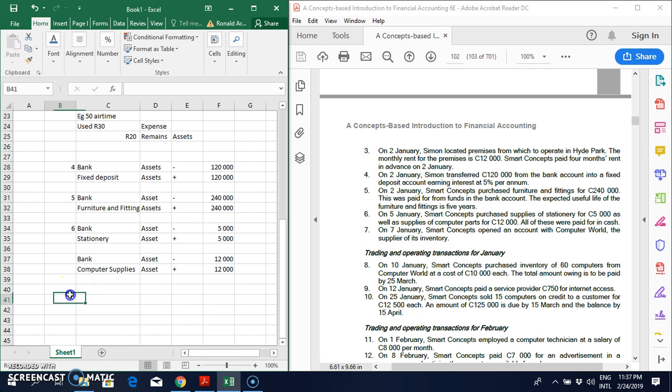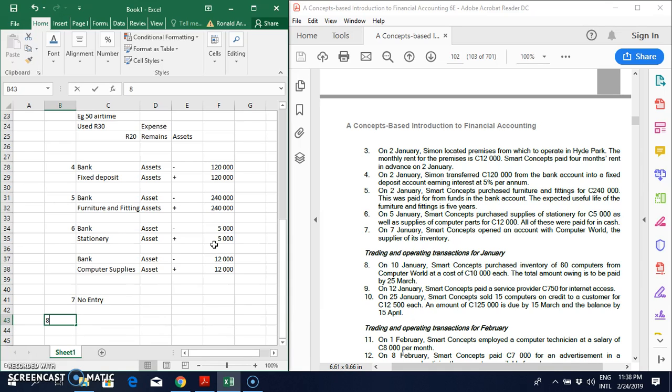We look at transaction number 7. Transaction number 7 says that on the 7th of January, Smart Concepts opens an account at Computer World, the supplier of its inventory. So we just opened an account, we didn't pay for anything, we didn't purchase anything, we didn't sell anything, we didn't render a service, so no actual business transaction took place, no accounting transaction. But we have to state that in that transaction there is no entry, because we want you to be able to identify when there is no entry to record.